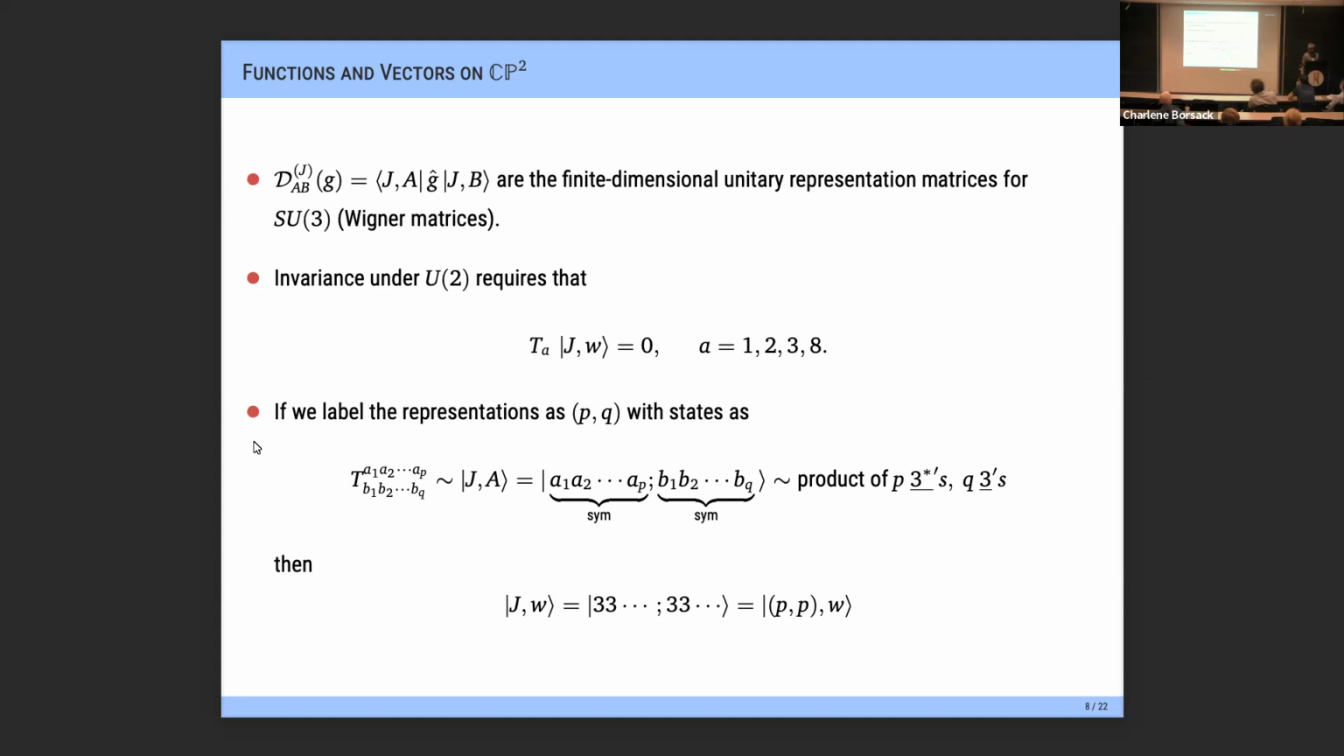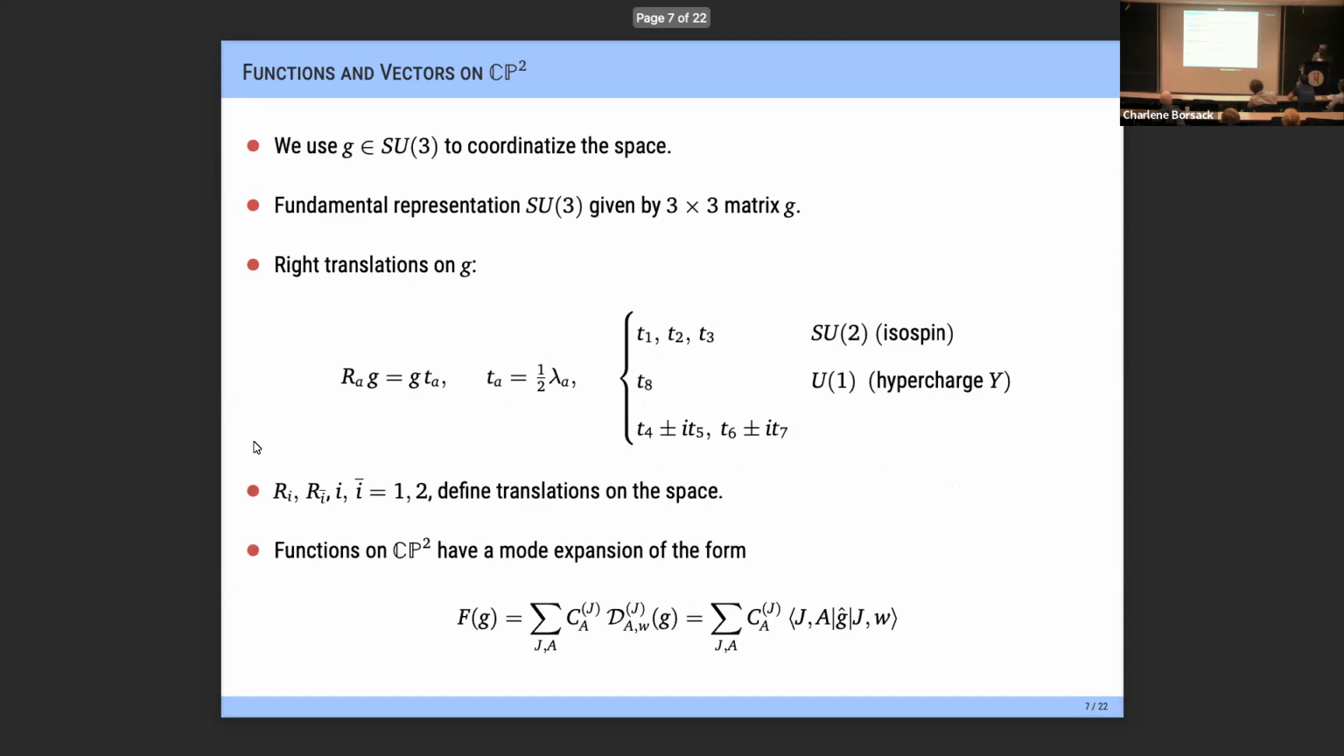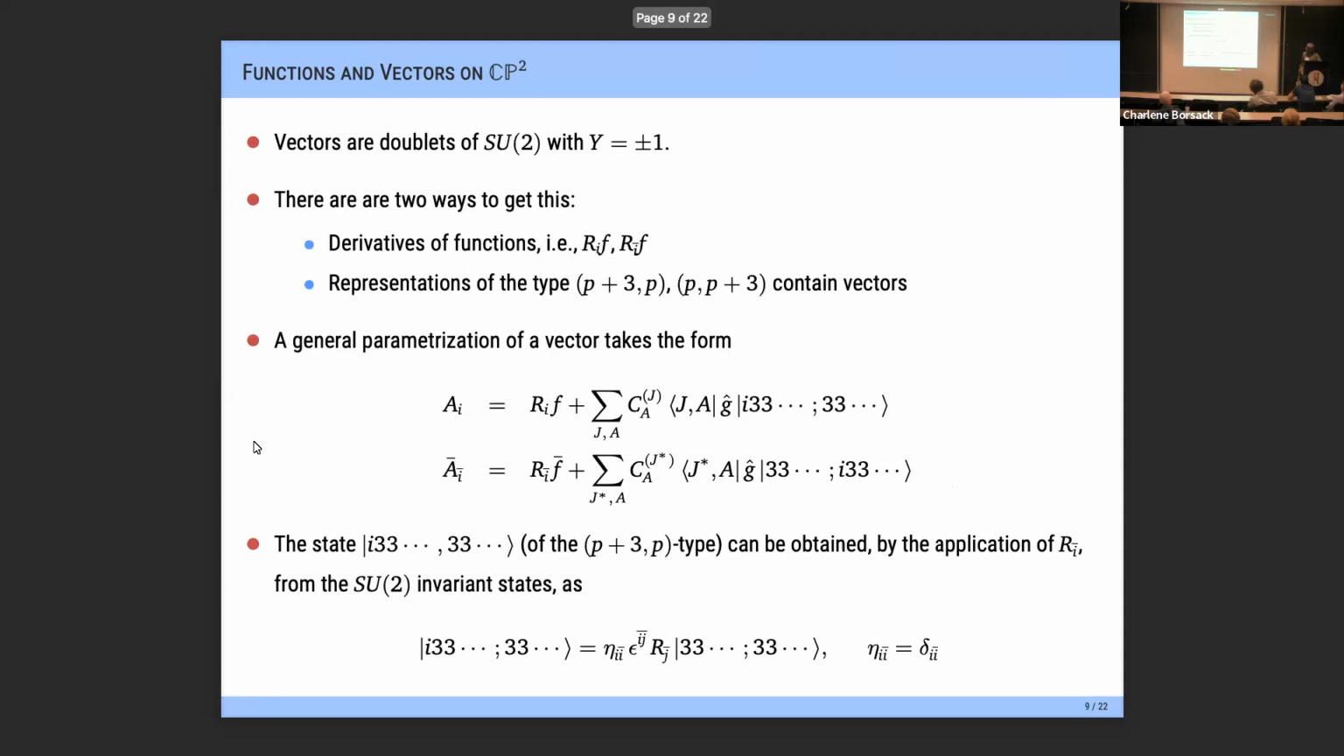But what we are interested in is also to look at vectors. Vectors are SU2 doublets. They should also carry hypercharge, the T8 charge, plus or minus 1, basically because the R that I mentioned here carry hypercharge plus or minus 1. So there are two ways to get this. We can look at functions and take derivatives.